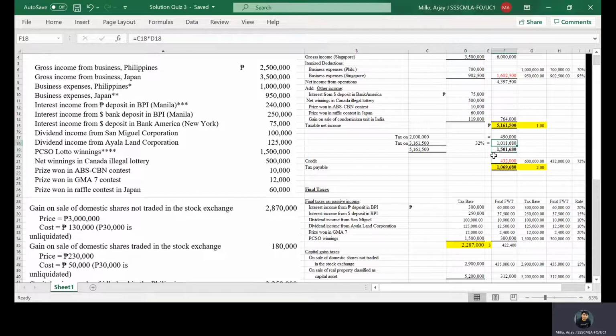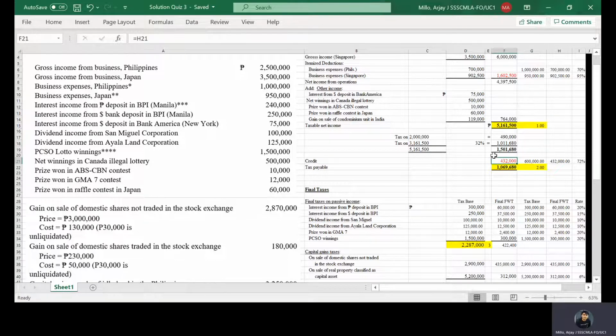So that's 1,011,680. A total of 1,501,680. That's his total tax due, no? However, as mentioned sa problem, meron daw siyang 600,000 na CWTs. However, yung 28% is not properly supported by CWT forms. So only 72% of 600,000 will be allowable as tax credit.